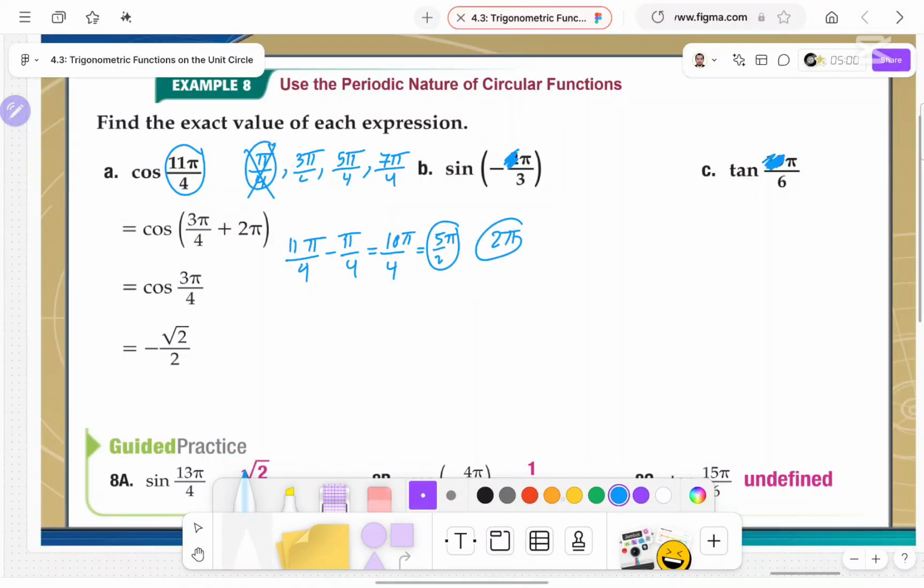Now let's test the second one. 3 pi over 4. So it will be 11 pi over 4 minus 3 pi over 4. Always it will be over 4.